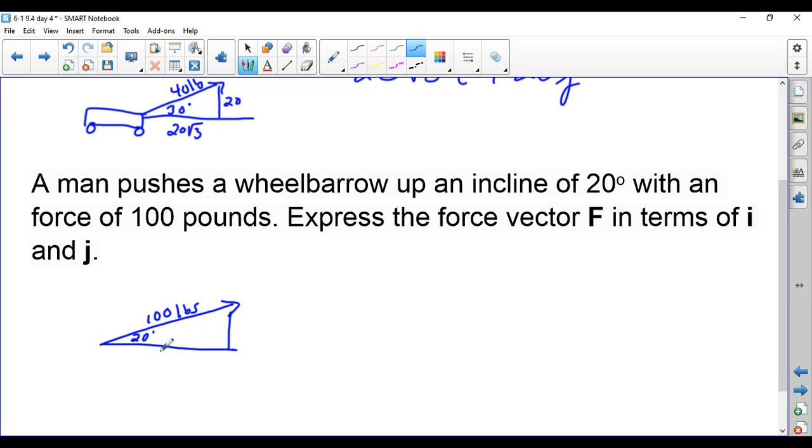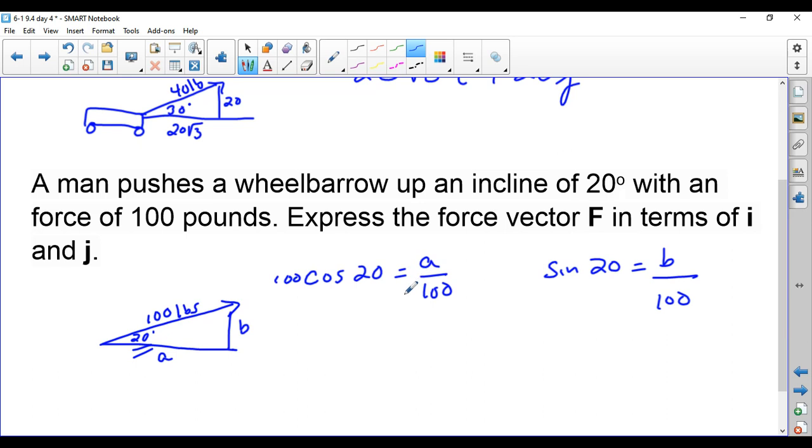In this problem, in order to get the x and y components, I would need to use trig because it's 20 degrees. So cosine of 20 would give me the x component over 100, horizontal, or adjacent over hypotenuse, and sine of 20 would give me the y component over 100. Opposite over hypotenuse is sine. And then I would solve this by multiplying the 100 over to get a, and same with b. And then I would have to go to my calculator and make sure I was in degree mode. And what we get is an x component of 93.97 and a y component of 34.20.